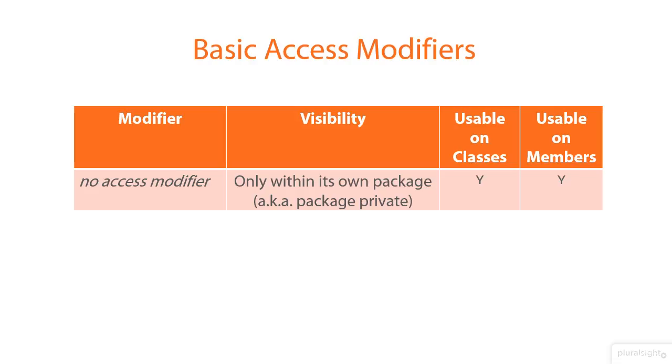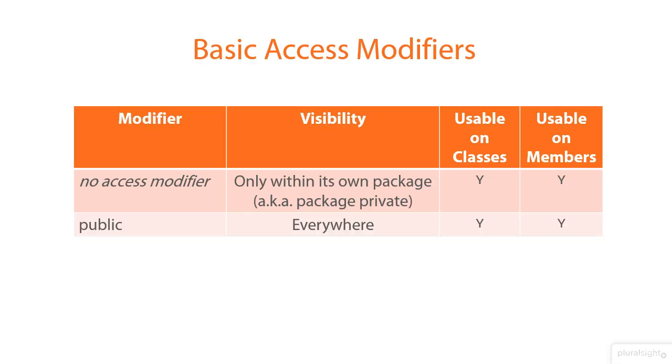Now, the most basic access modifier at all is to have no access modifier. And in fact, that's what we've been doing up until now. If a class or a class member does not have an access modifier on it, then it's considered what we call package private, only usable within its own package. We'll talk more about that one later in the course when we spend more time on packages.